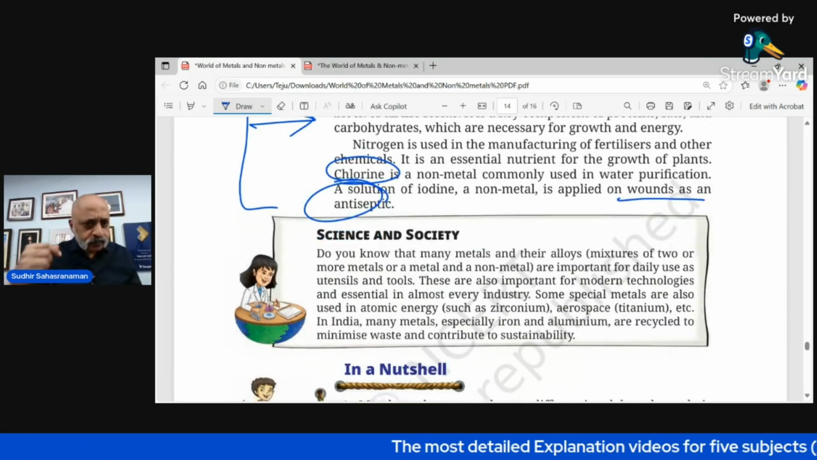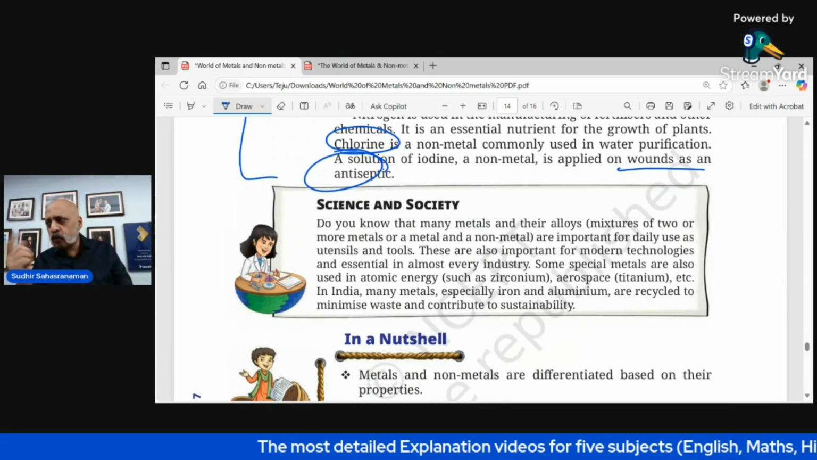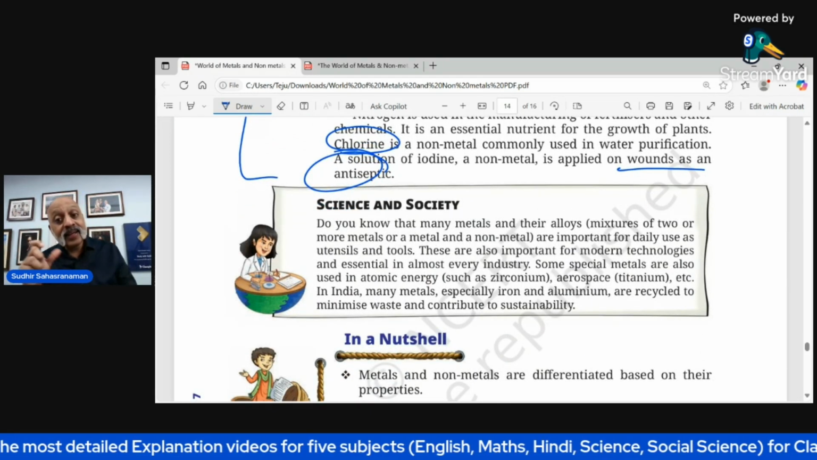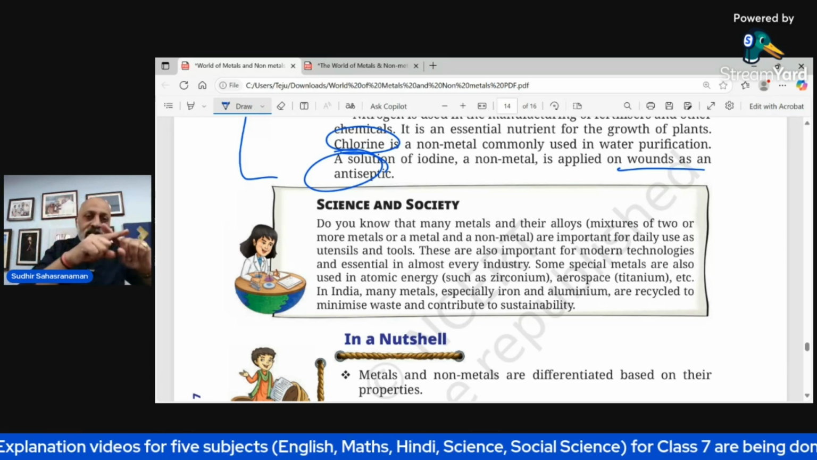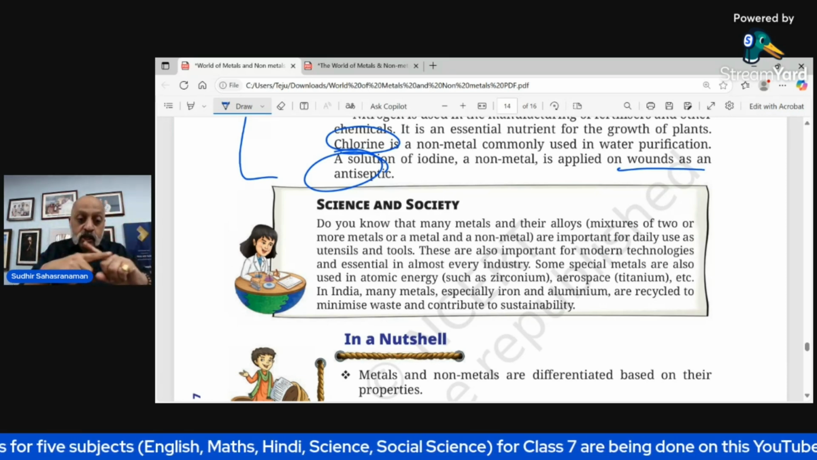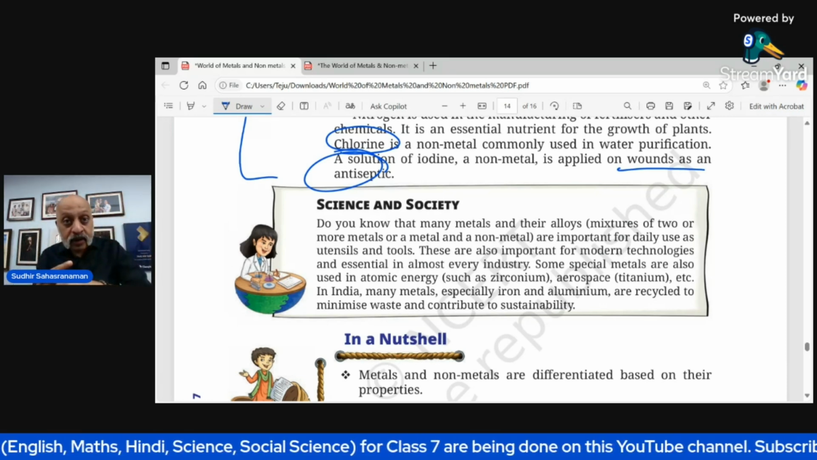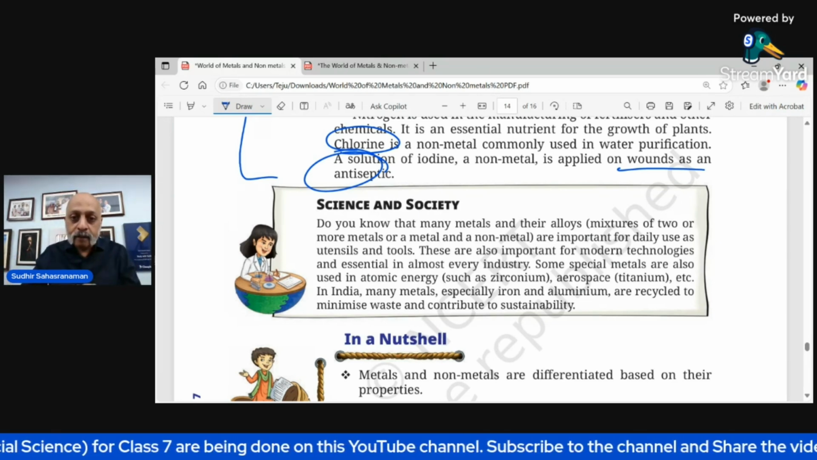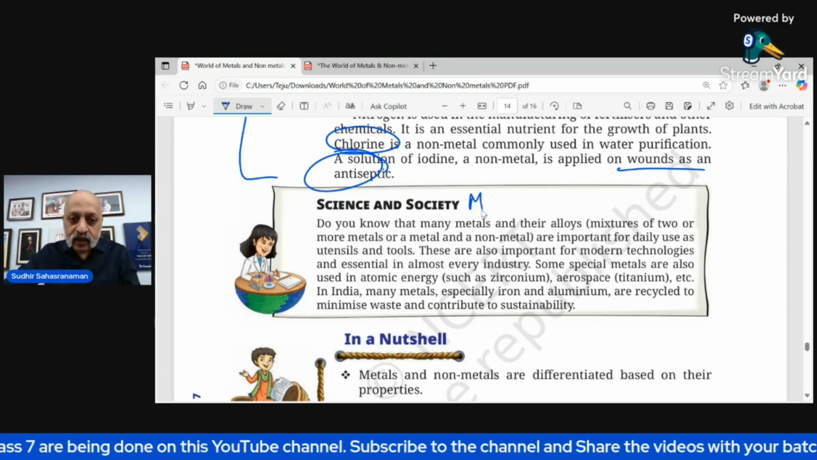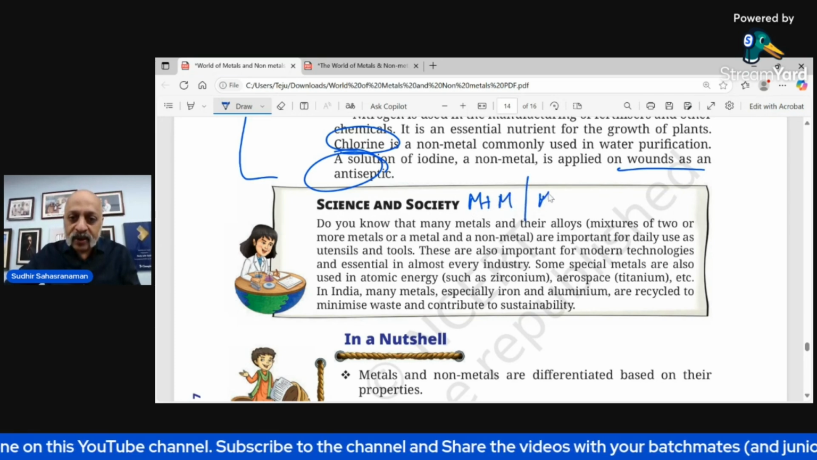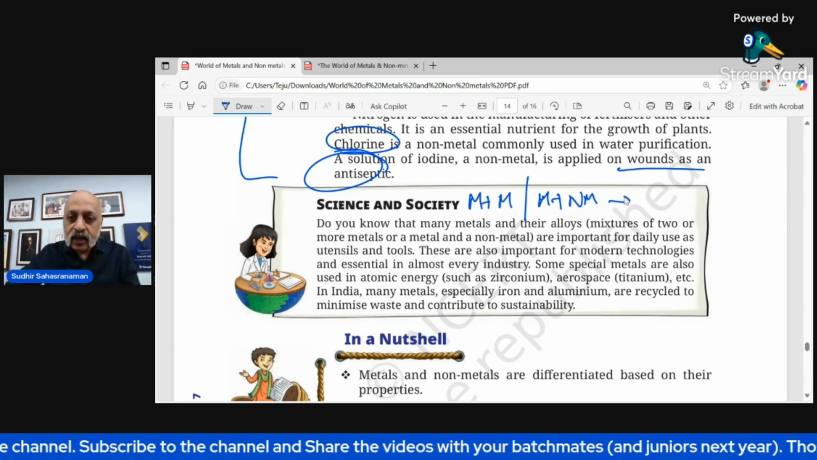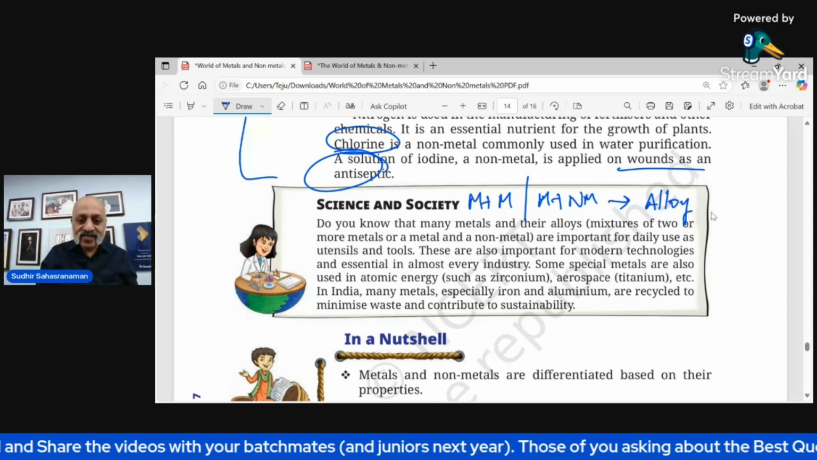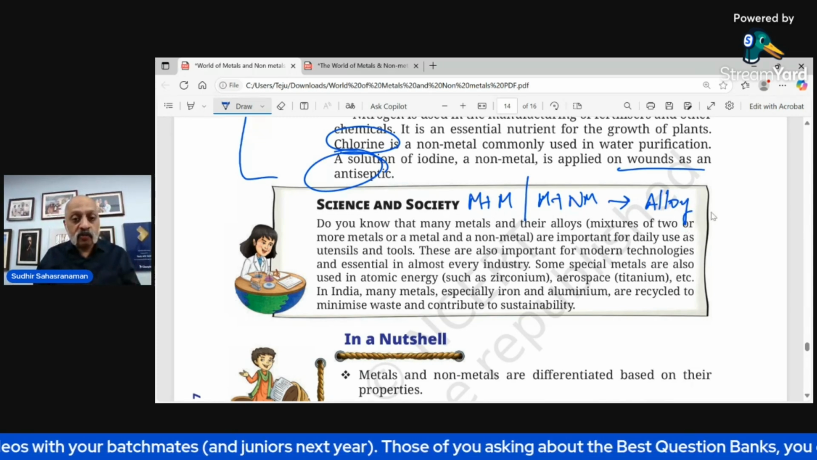Then comes the thing which you will learn in further classes about metals and their alloys. When two or more metals are mixed, or a metal is mixed with a non-metal, they create an alloy. So metal plus metal, or metal plus non-metal, forms what is called an alloy. Now, what are the examples of alloys? And alloys are very useful.